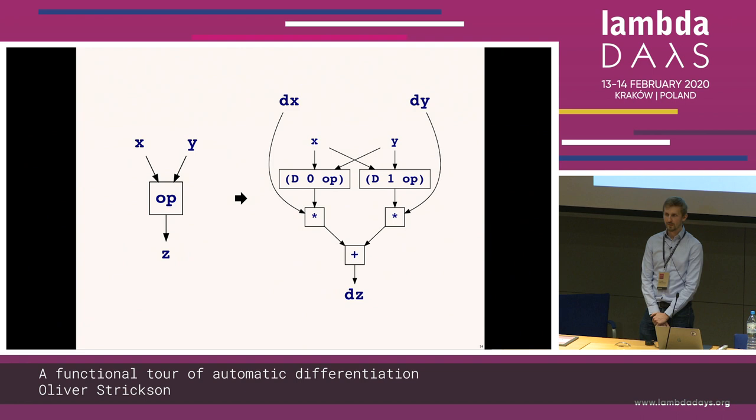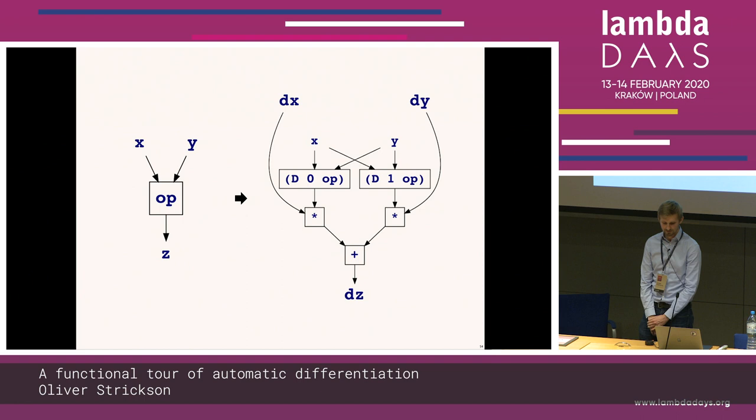Of course, if I know how to differentiate d0 op and d1 op, then I can differentiate this in turn. Another important thing to point out is the graph of the derivative depended on the original inputs x and y. So I have to have run the original calculation first, or alongside it at least.